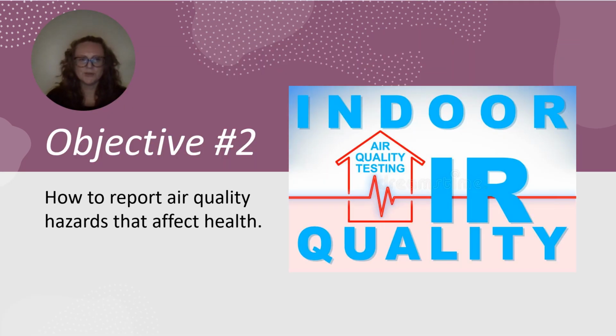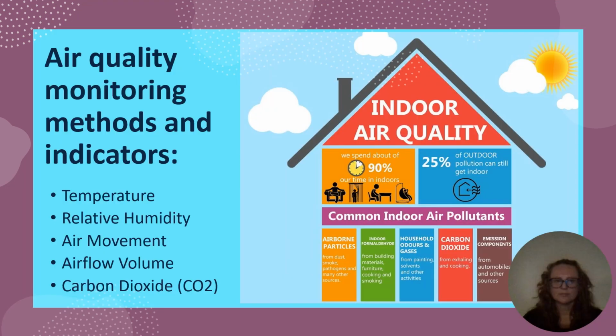Objective number 2, how to report air quality hazards that affect health. Air quality monitoring methods and indicators. Monitoring air quality is crucial for maintaining a healthy learning environment. Key indicators include temperature, relative humidity, air movement, airflow volume, and carbon dioxide levels.